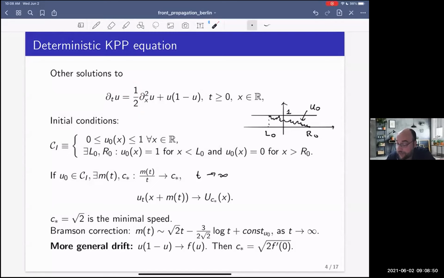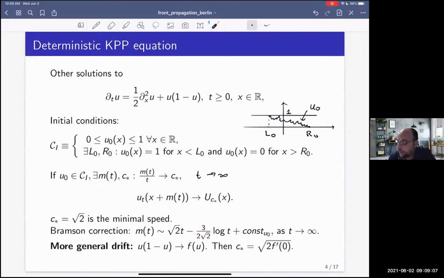In this case, the minimal speed will be 2 without the square root, so we'll have 2t here. We change a little bit also the constant here, but all the rest remains the same. It's just a simple scaling of the equation.